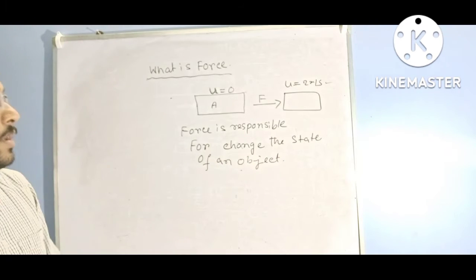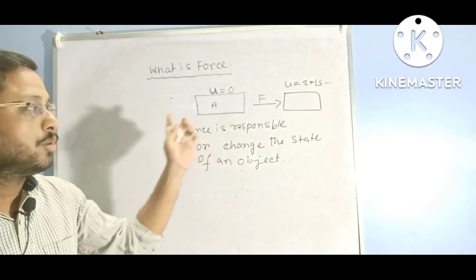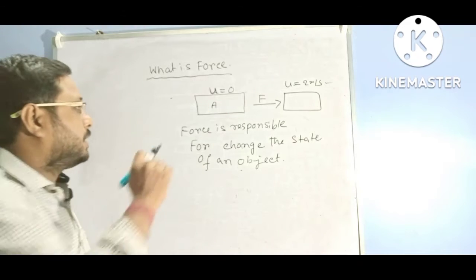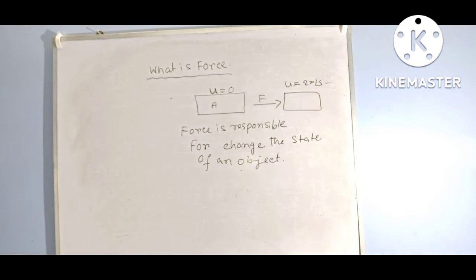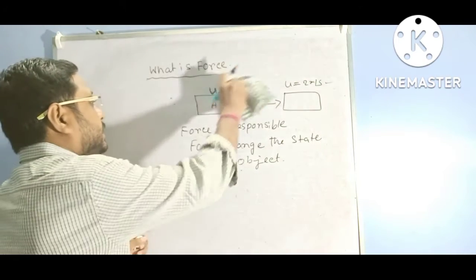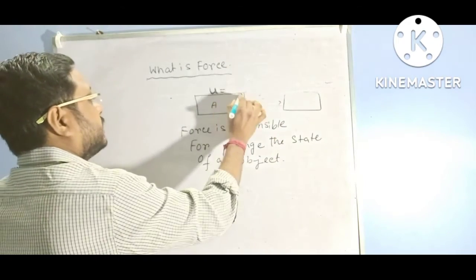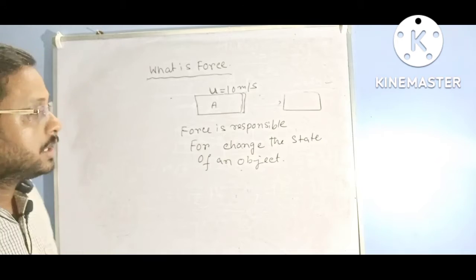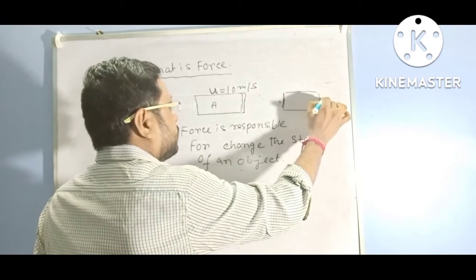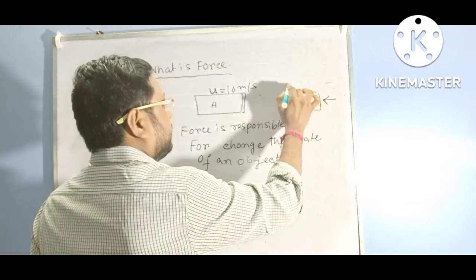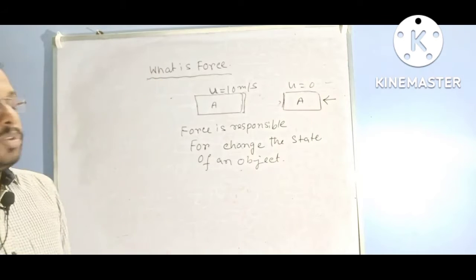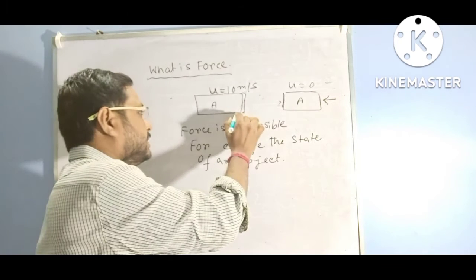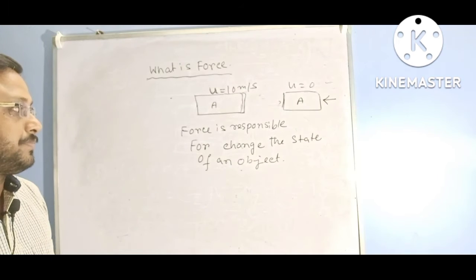If it was at rest, it will go with some velocity or acceleration, or if it is in uniform motion, the reverse phenomenon will occur. When it moves with some velocity, suppose u equal to 10 meter per second, meter per second is the unit of velocity, then if we apply some force opposite to it, it becomes 0. So, force is the reason to change the state of a particle or object.